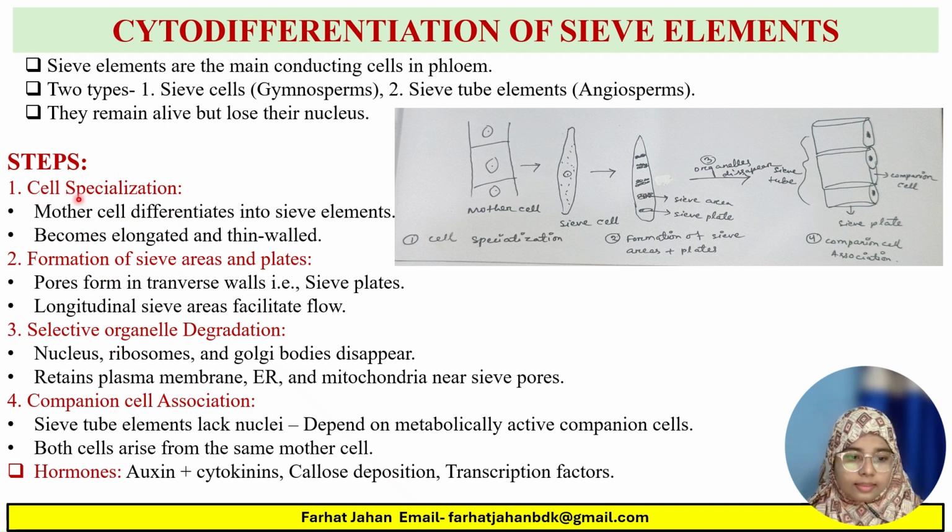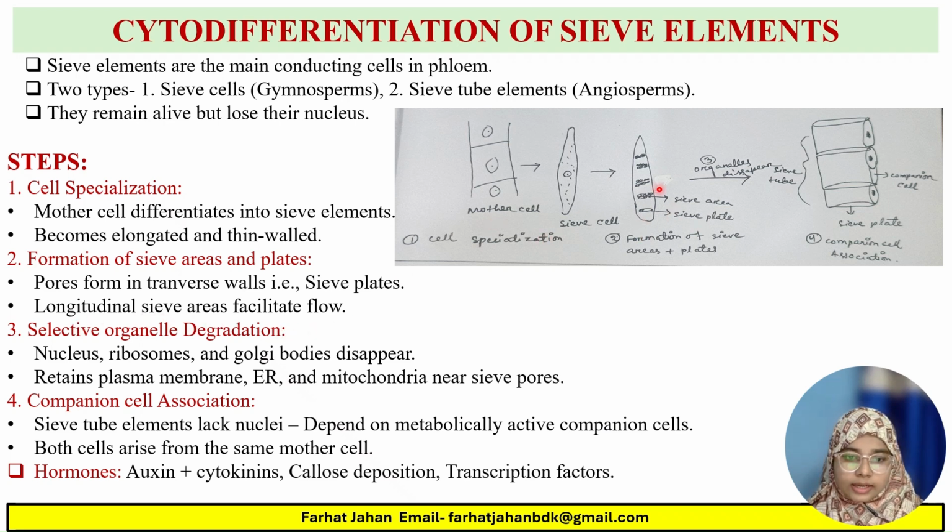The first step is cell specialization. First, the mother cell differentiates into sieve cells. Here we can say the mother cell has differentiated into a complete sieve cell. It elongates and becomes thin walled. Next is the formation of sieve areas and plates. Pores form in the transverse wall, that are sieve plates, and longitudinal sieve areas facilitate the flow.